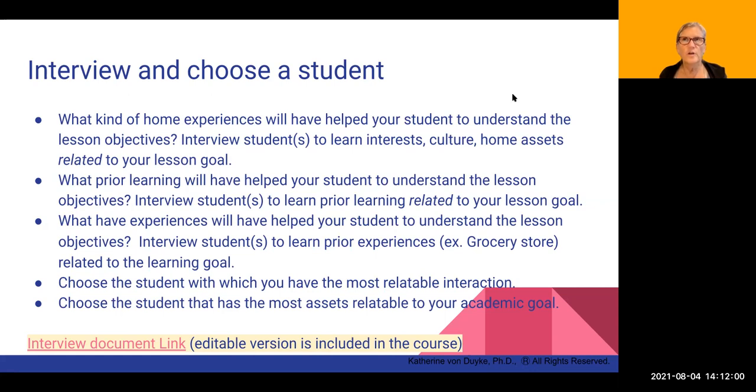So if you're looking at two students who are equally relatable, but one has some interests or home culture that relates to your academic interest, that would be the student I would pick.